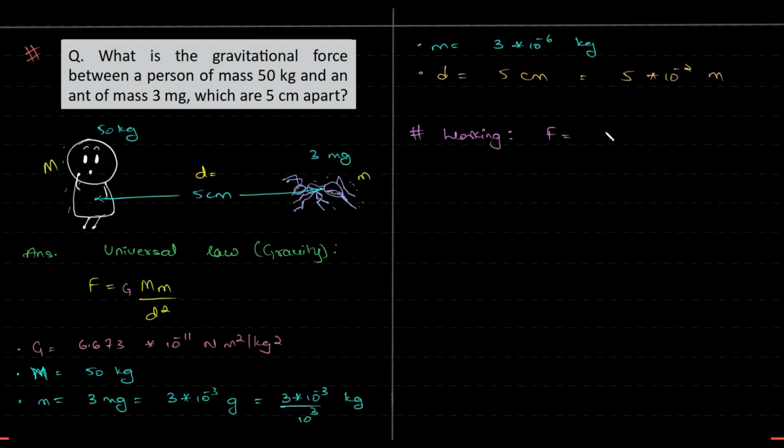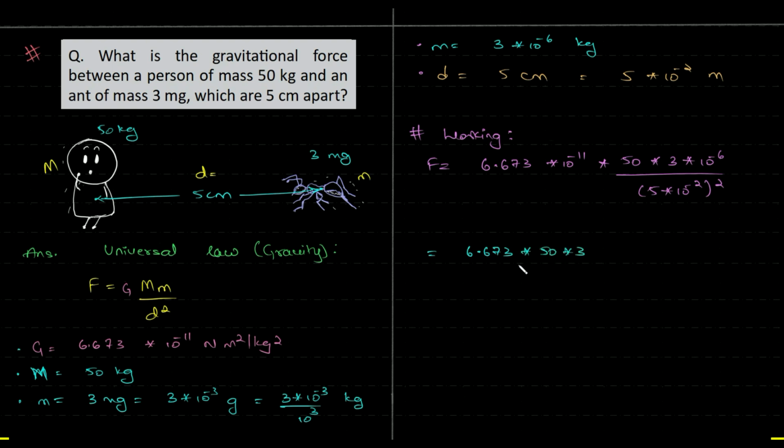So F is equal to, okay, I think I should start over here. F is equal to 6.673 into 10 to the power of minus 11 into 50 into 3 into 10 to the power of minus 6, divided by, this entire thing is actually divided by 5 into 10 to the power of minus 2, the whole square. Now on to the next step, that is getting all the numbers at one place.